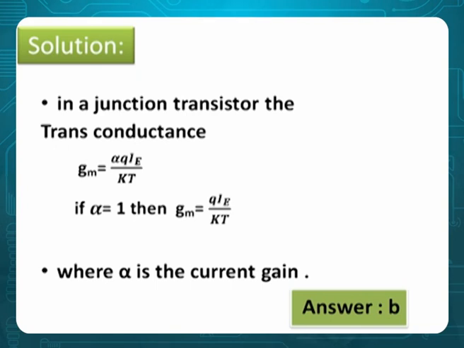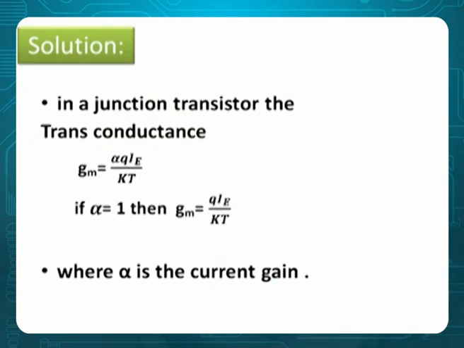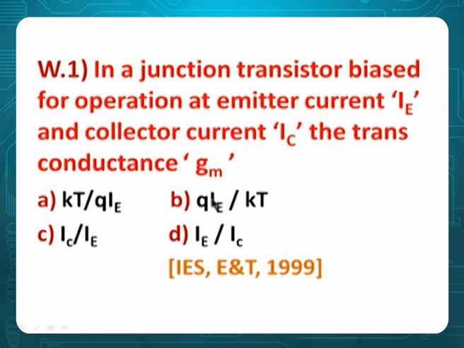So option is B. What is B here? The equation q IE by kT. Because if alpha is 1, as you already know, alpha is less than or equal to 1. Therefore, this is simply saying gm is I by VT. Normally, gm is current by voltage, no. So q IE by kT, or simply you can say IE by VT. They can as well say IE by VT, that is nothing but kT by q. So, this is the option we have. Option is B for transconductance.